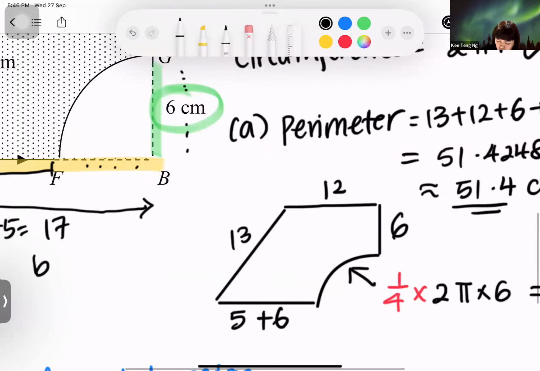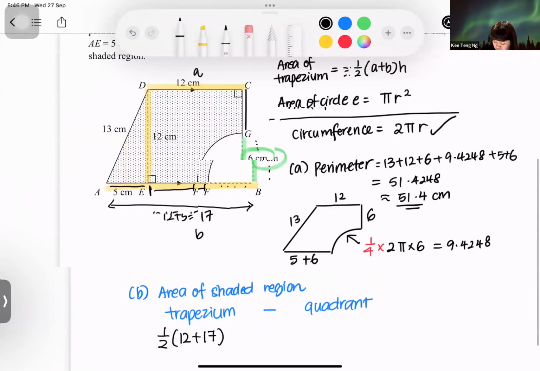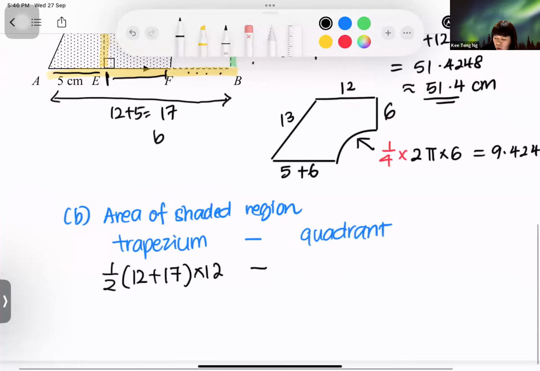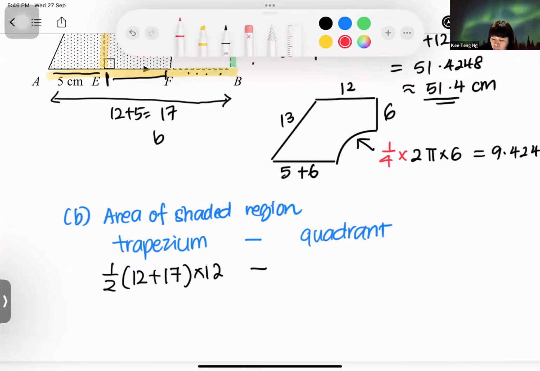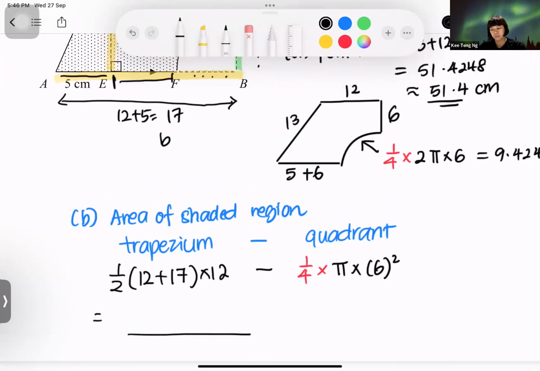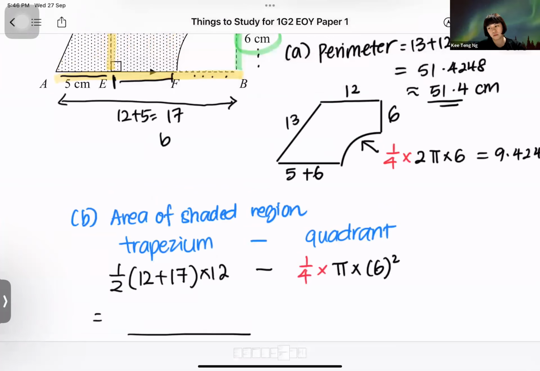What's the height? Height is 12 cm, right? So 12, minus quadrant of a circle. Area of circle is pi r squared. Quadrant is 1/4 of it. Then now you calculate your answer. You should be able to get the answer. 546.